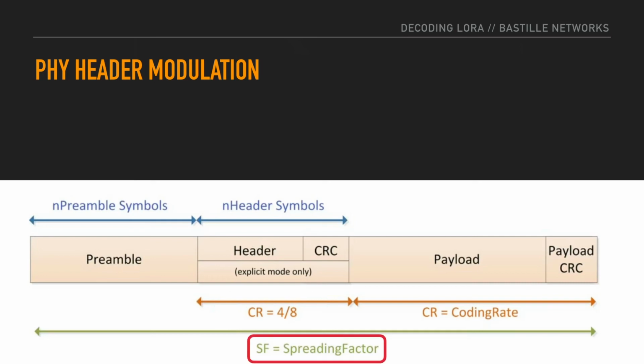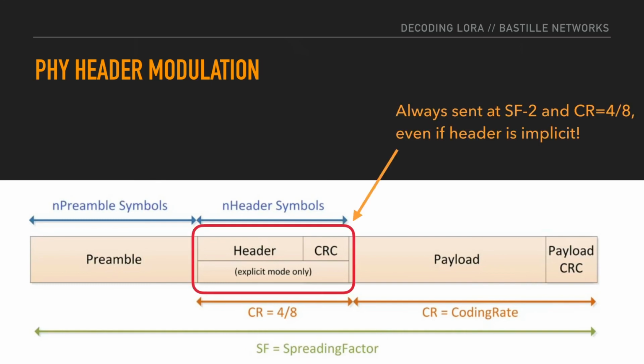Well, what about the spreading factor? As it turns out, the header is always sent at the spreading factor that is 2 less than the rest of your modulation. The code rate is still 4/8, but the spreading factor for the header is SF-2, so 2 fewer bits per symbol, even if the header is implicit. And I have to credit Thomas Telkamp for giving me the tip that actually led to putting this all together. Thanks to him.